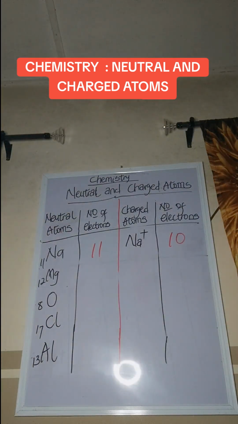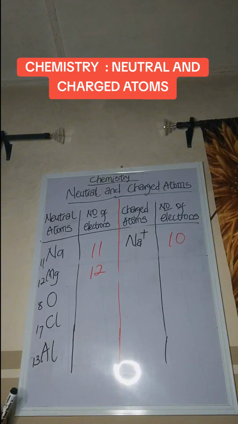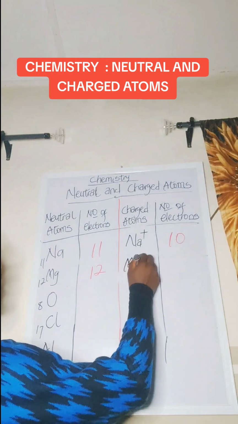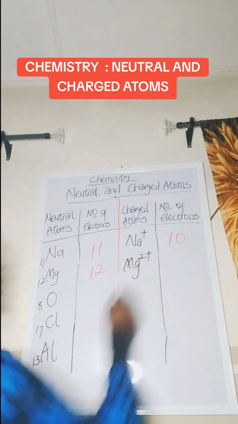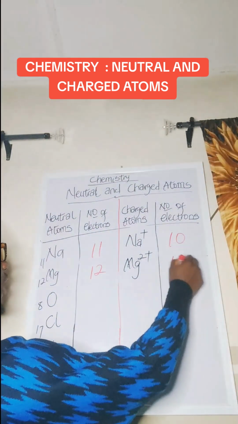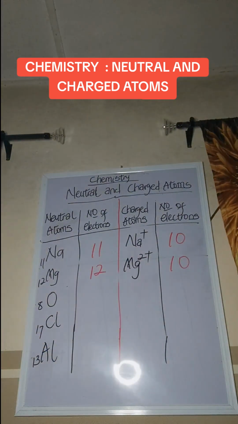Then the second one is magnesium. Magnesium has atomic number of 12. So the electron number is what? 12, because it is a neutral atom. So this is 12 also. So when magnesium is charged, it becomes what? Magnesium ion, which is Mg 2 plus. So the number of electrons here is 10, because it lost 2 electrons to become positively charged by 2.